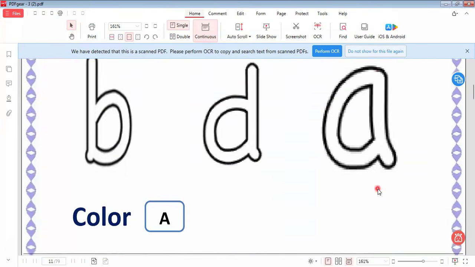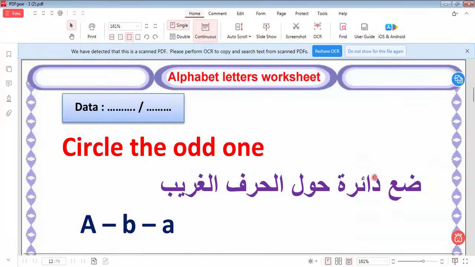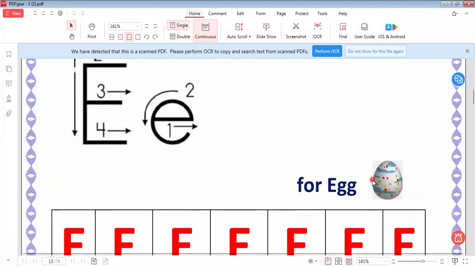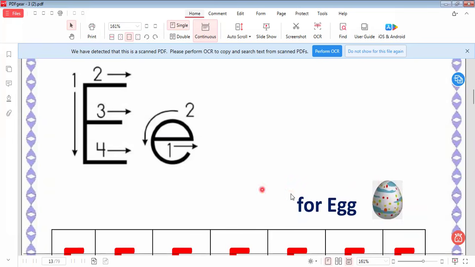Capital E and small e, E for egg. E for egg, E for elephant, and E for ear. Capital E and small e.